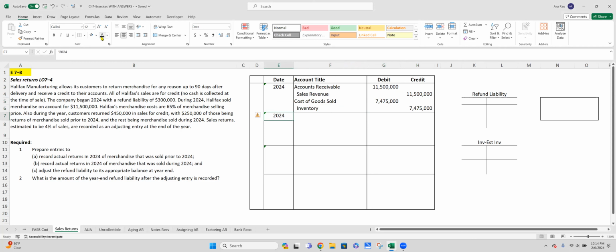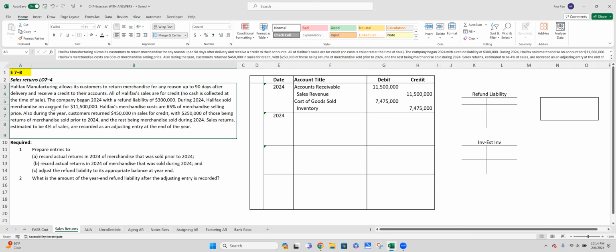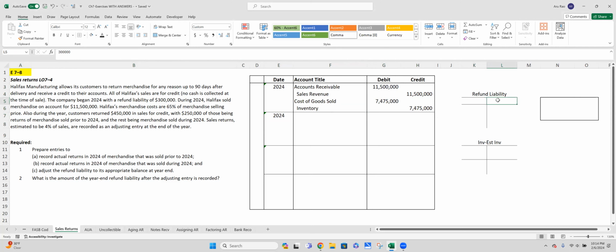Now we are ready to work on our sales return. Before we do the sales return, let's take the information given over here. The company began 2024 with a refund liability of $300,000. So this account, refund liability, has a credit balance of $300,000. This is the beginning balance that's given to me. I just put the number in over here. The estimated inventory account is going to be exactly 65% of this number. That's again my beginning balance. I've calculated it as 65% of the number that we have over there.